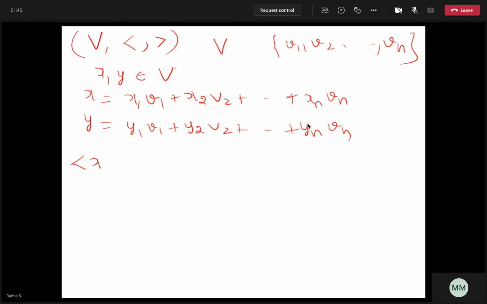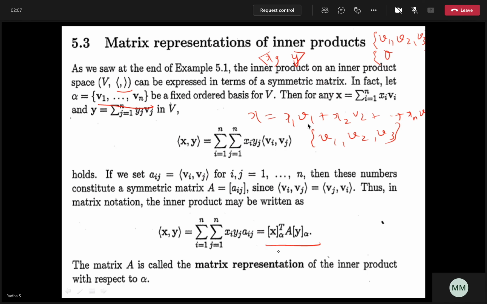Right? We need to find the inner product between x and y. That is, this is summation xi vi and this is summation yi vi, where i varies from 1 to n. What they are saying is this is nothing but x transpose. Can you say what is the meaning of this? X with respect to alpha. Don't worry about this T and transposing.